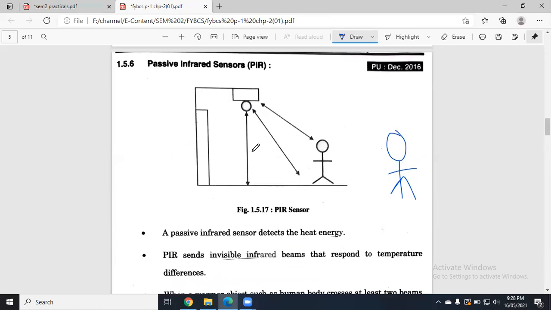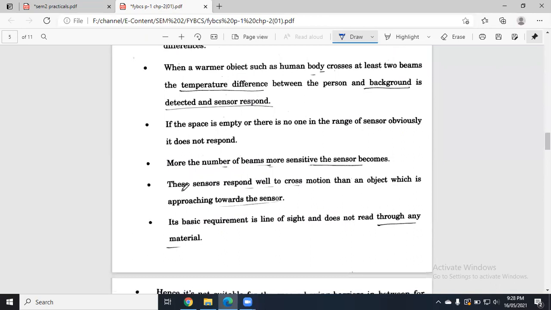Now there is another thing. The beam of the sensor is reflecting like this, like this, like this. If some person crosses like this, then and only then can the sensor detect the person. Otherwise, what is going to happen? Suppose the person is moving from this direction to this direction. Okay, the person can easily pass through the beams without touching a beam. So that is why they have said the sensor responds well to the cross motion.